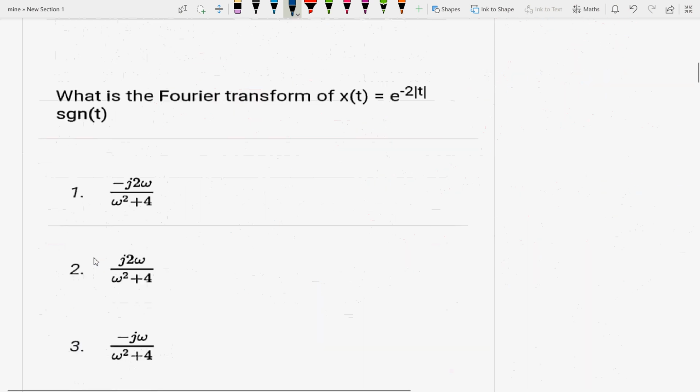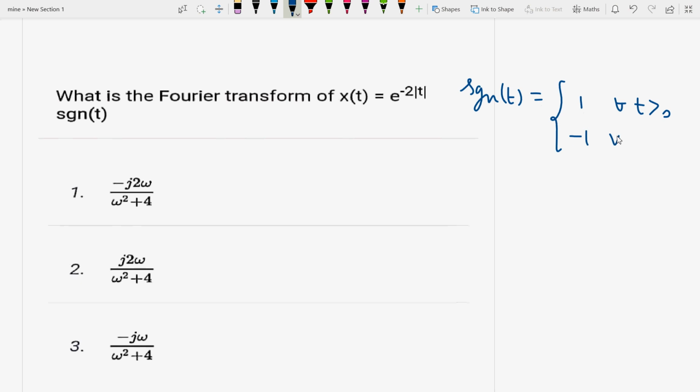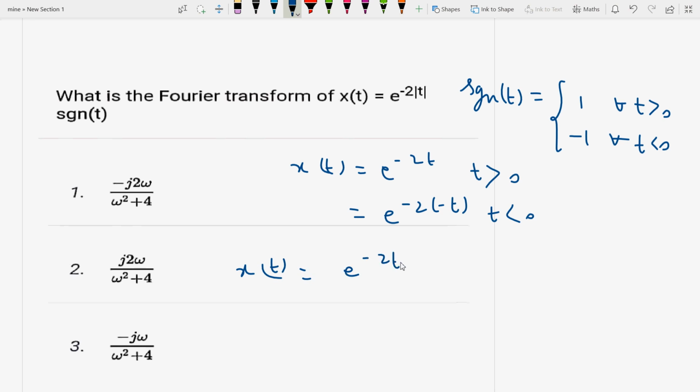Now next question is, what is the Fourier transform of x(t) = e^(-2|t|) sgn(t)? This is signum function, right? Now you should be knowing that this sgn(t) is equal to 1 for t positive and minus 1 for t negative. So x(t) is equal to e^(-2t) for t positive and minus e^(2t) for t negative, right? So this is equal to e^(-2t)u(t) minus e^(2t)u(-t).